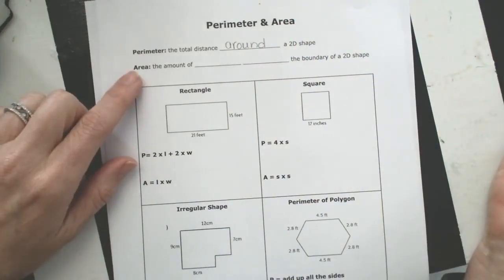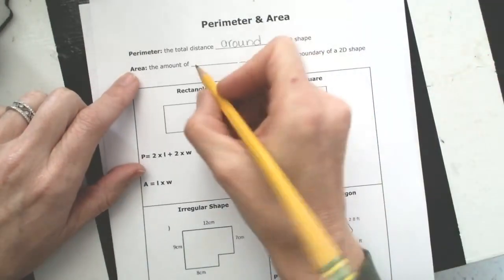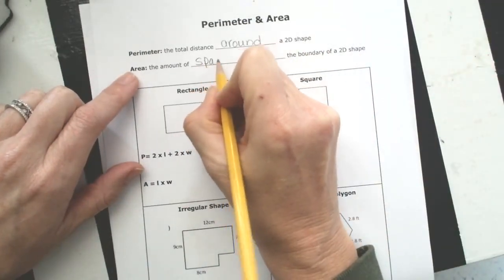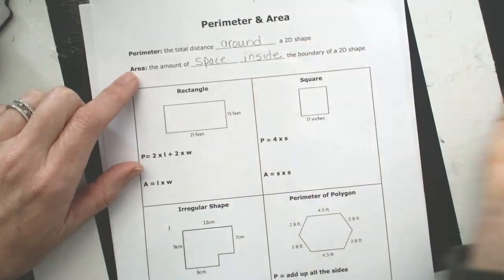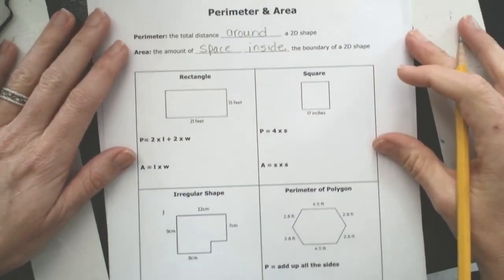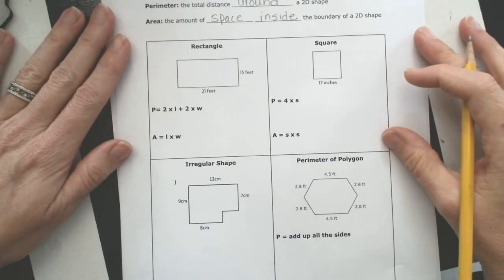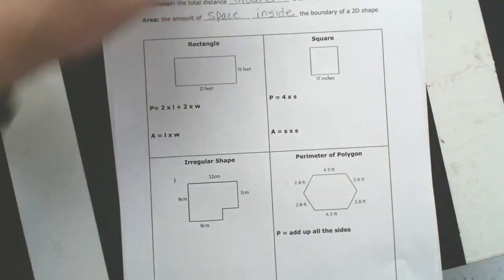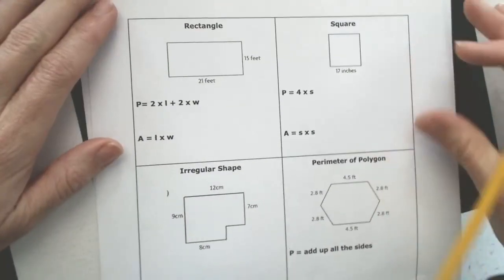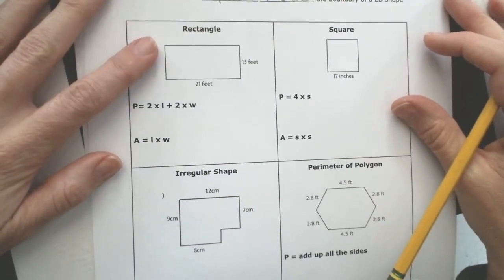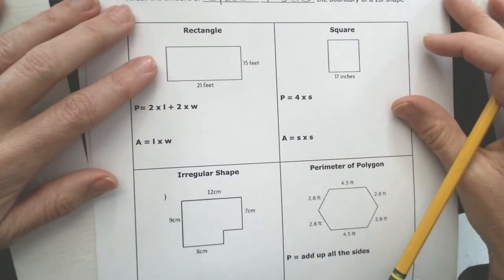Area is the amount of space inside the boundary of that 2D shape. Okay. So in fifth grade, you could be tested to find the perimeter and area of a rectangle.